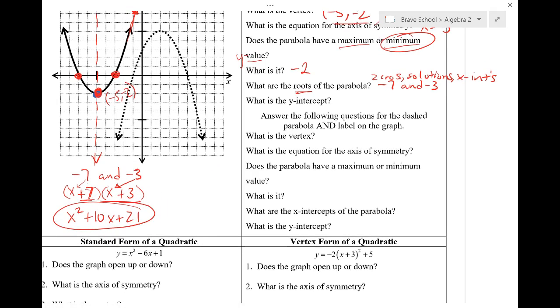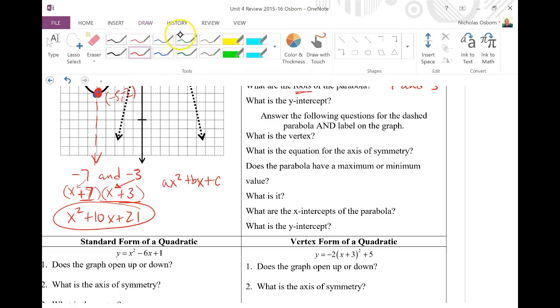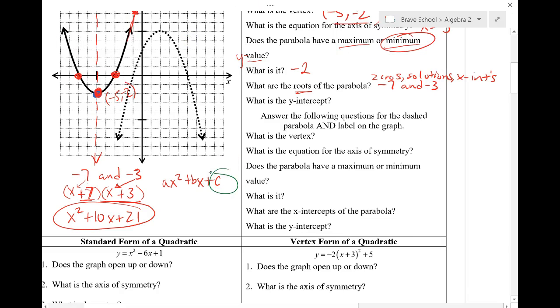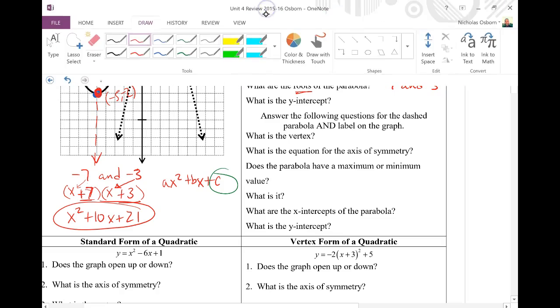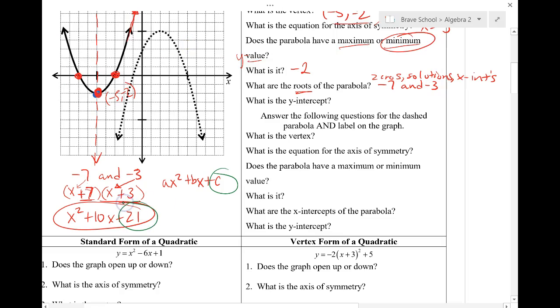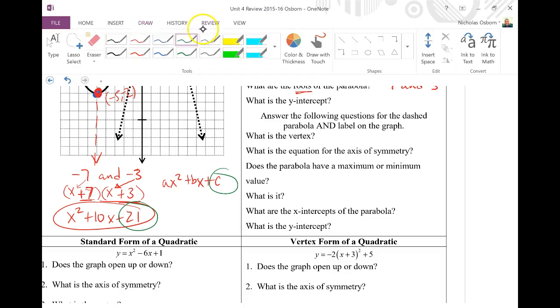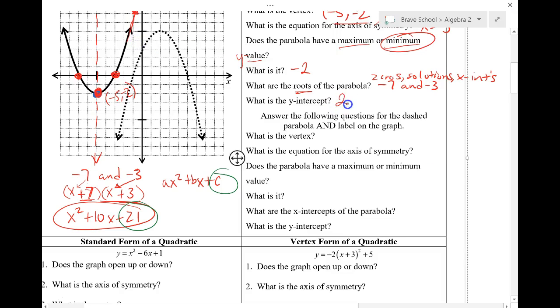Look at that. Now, if you guys remember, looking at the standard form of a quadratic, we know that C tells us what the y-intercept is. And that's why we needed to find the equation. Because if we go back to this equation over here, there's our C, 21, the y-intercept. Okay? So the y-intercept is 21.